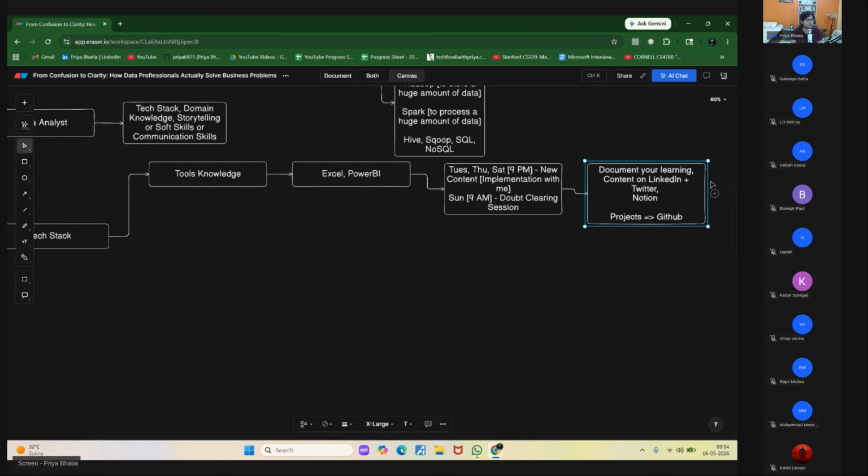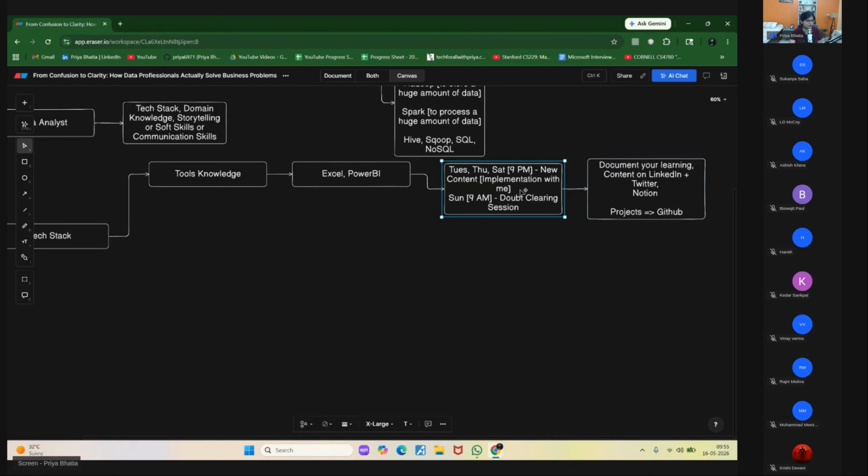So all of these are the key ways which I have observed people following, and they are able to get very good outcomes from it. If you post on LinkedIn or Twitter, there are very high chances that companies start reaching out to you. HR people start reaching out to you for job opportunities. So it all depends on the reach of your post. If it is high, chances are very high, right?